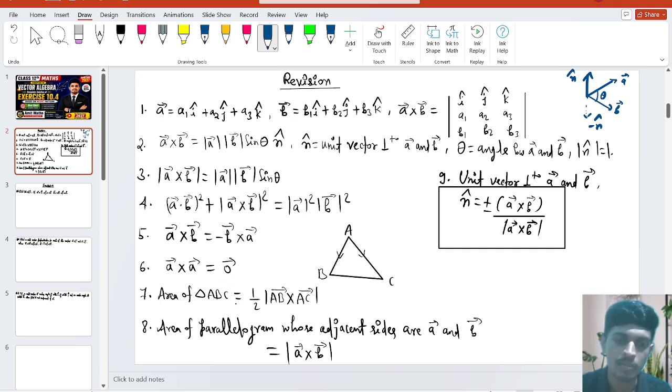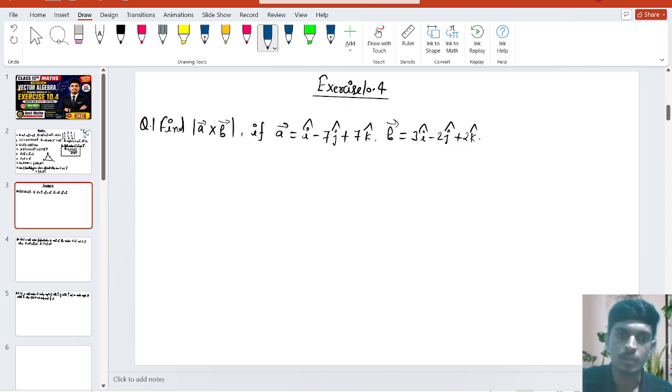Area of triangle ABC is what? Half modulus of AB cross AC. We can take any two adjacent sides, like AB cross AC, BA cross BC, or CA cross CB. And for the area of a parallelogram with adjacent sides vector A and vector B, we take the modulus of A cross B. This is in square units. This is all we discussed in previous lectures. So coming to the next.